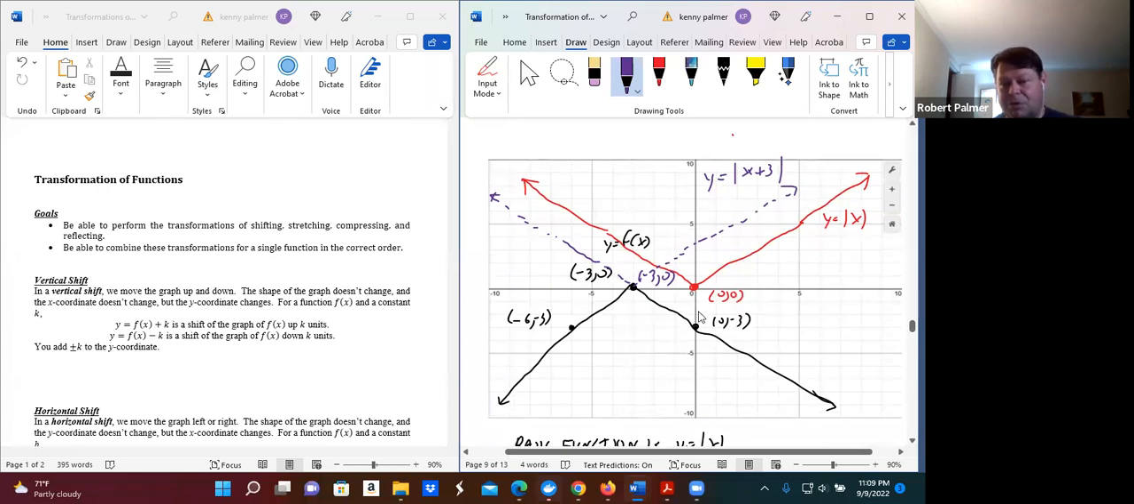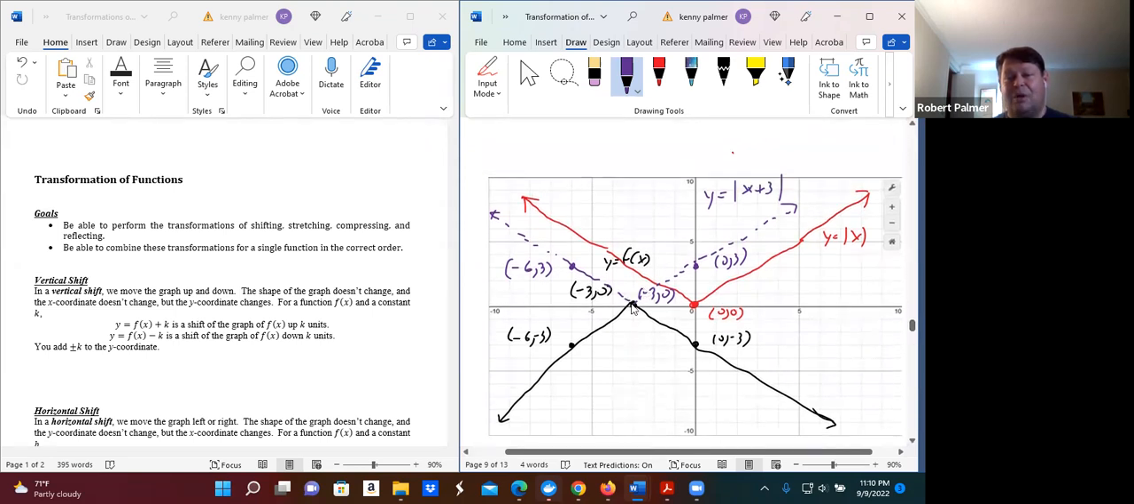If we look at a couple of points on this graph, we can start to see what's happening. This point, if I drew it correctly, should have gone through the point 0, 3. And this point should have gone through the point negative 6, 3. So the last thing that happened, from here to here, is a reflection, a vertical reflection through the x-axis.